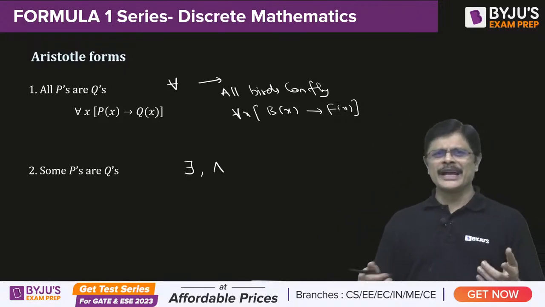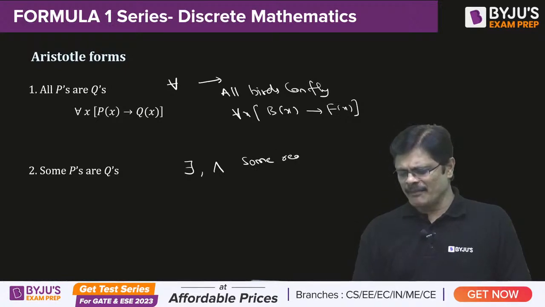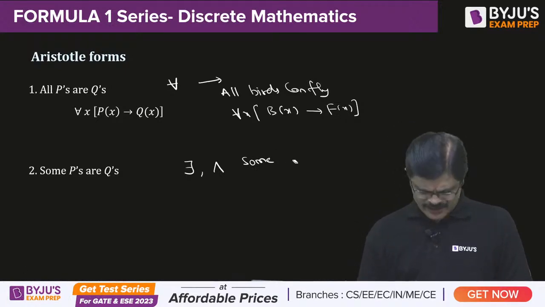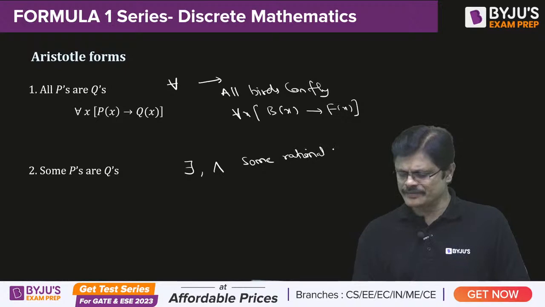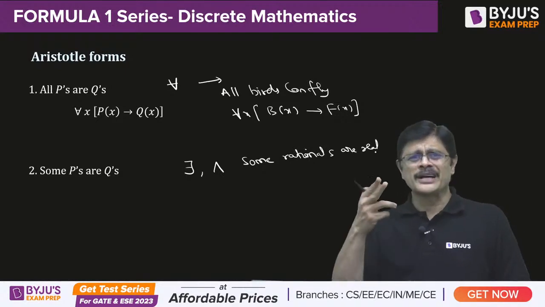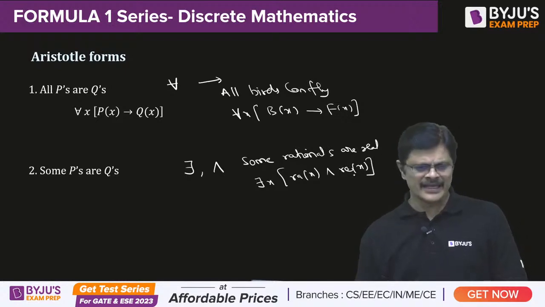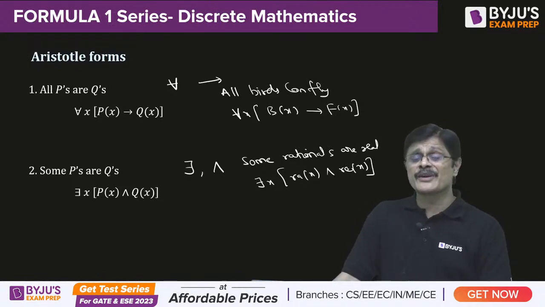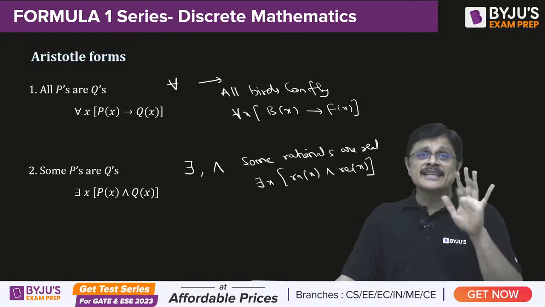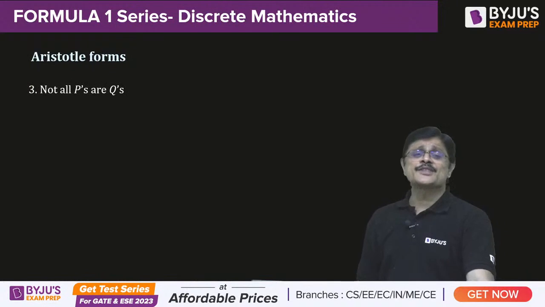In GATE there was a question: some rationals are real. Don't worry about the truth value, sir. This was a direct 2-mark GATE question. So simply write there exists x, rational x and real x. Directly you will get it, my dear friends. So there exists x, Px and Qx. What is very important is that when some is used in the sense of some P's are Q's, it is followed by conjunction.